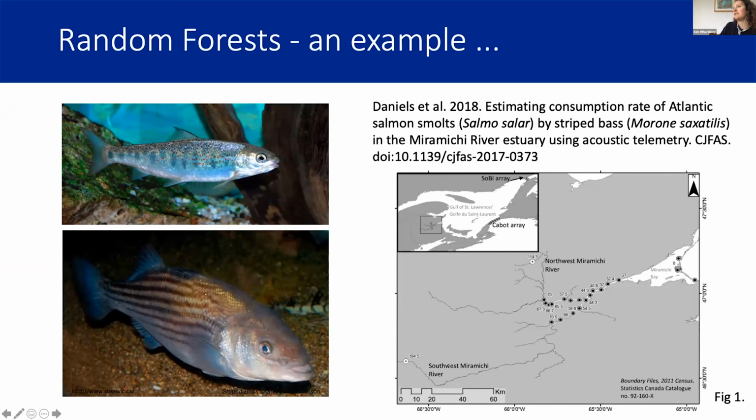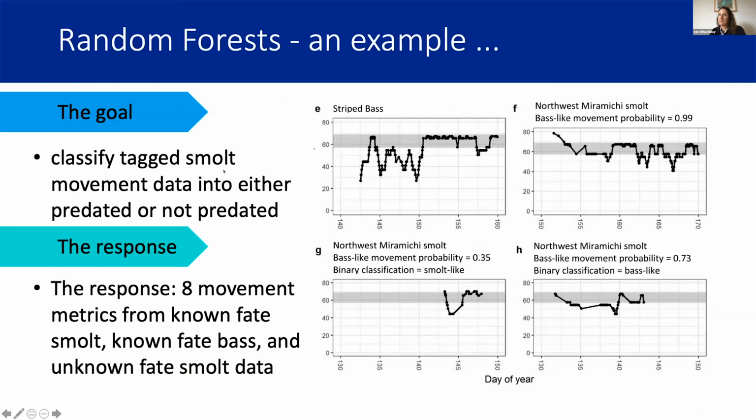In this paper, which came out of the Atlantic Salmon Federation, they were studying stripers and Atlantic salmon smolts. They had movement tracks of the stripers and movement tracks of the salmon smolts. They're worried that the stripers might be predating on the salmon smolts. So they were interested in seeing if the smolts were being predated upon by the stripers by assessing their movement tracks and comparing smolts that had an unknown fate to smolts that had a known fate. Their goal was to classify these tagged smolt movement data into either predated or not predated.